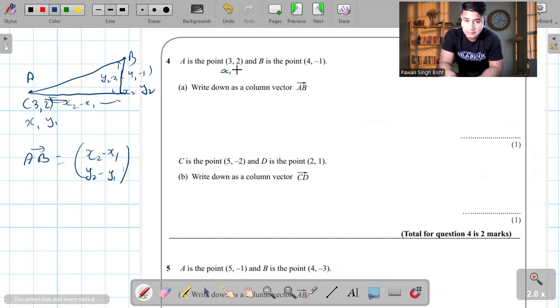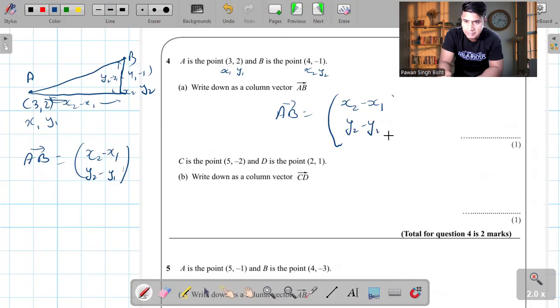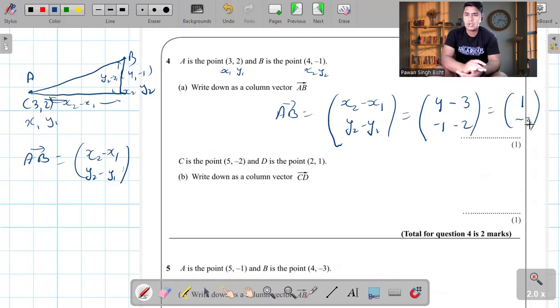So x1, y1, this is x2, y2. So to find the column vector AB, we have a formula which is x2 minus x1 upon y2 minus y1. And x2 is 4, x1 is 3, y2 is -1, and y1 is 2. So 4 minus 3, 1, and -1 minus 2, minus 3. So this is your column vector AB, right?